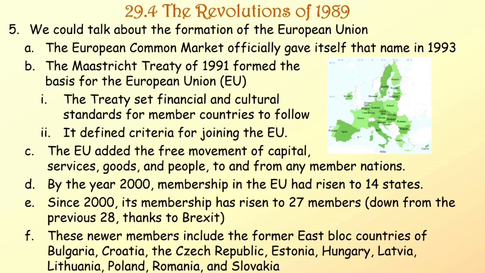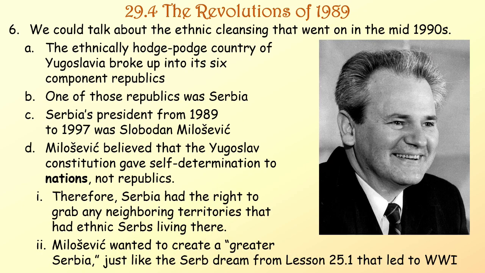And by the year 2000, membership in the EU had risen to 14 states. Since 2000, its membership has risen to 27 members, down from the previous 28 thanks to Brexit. These newer members include the former East Bloc countries of Bulgaria, Croatia, the Czech Republic, Estonia, Hungary, Latvia, Lithuania, Poland, Romania, and Slovakia. Finally, we could talk about the ethnic cleansing that went on in the mid-1990s.